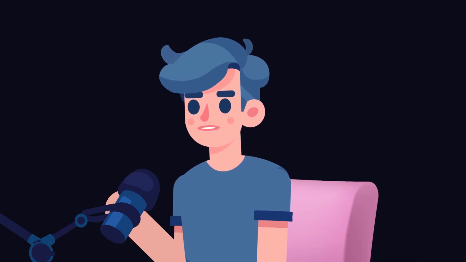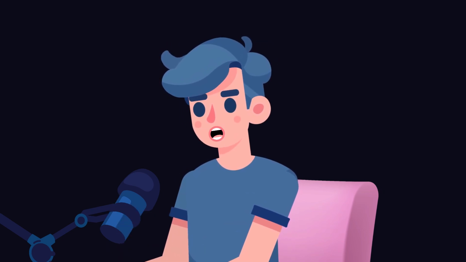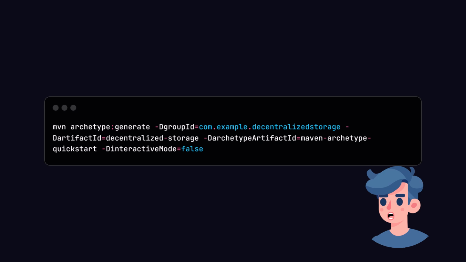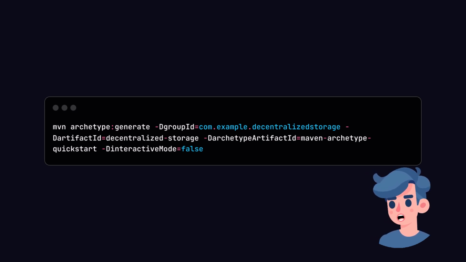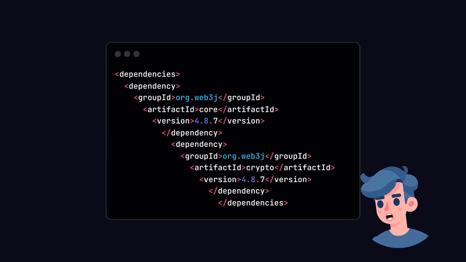First, we will need the Java Development Kit, JDK, Apache Maven for project management, and Ganache, a personal Ethereum blockchain for testing. You can download these tools from their official websites. Once you have installed the development tools, open a terminal or command prompt and create a new Maven project. Use the following command to create a basic structure for our project. Navigate to the newly created project directory.